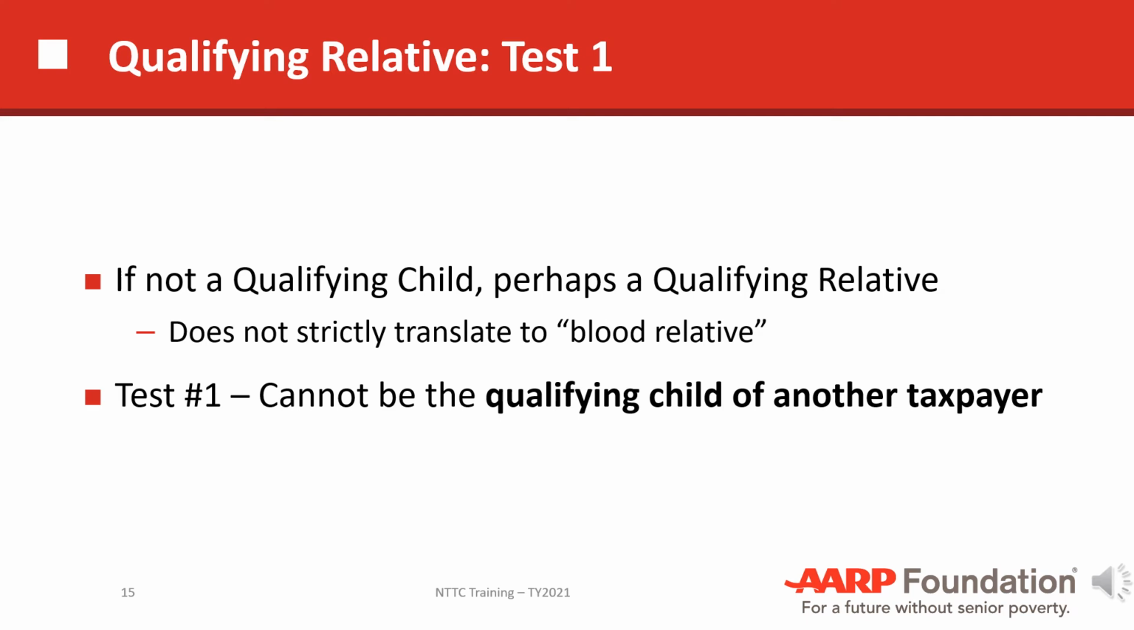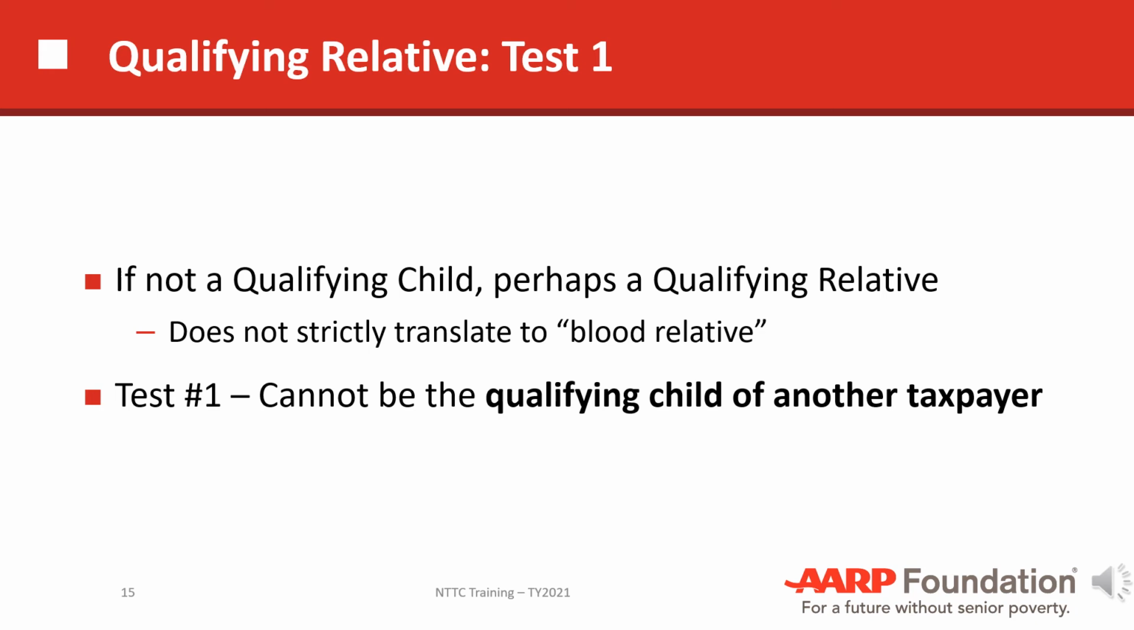Now, qualifying relative is a term that may be a little misleading. We need to understand that this does not strictly translate as a blood relative. This could be a qualifying relative in another sense. It could be a neighbor. It could be somebody that really has no blood relationship to the taxpayer at all. So relative is a term that's a little misleading, and you need to understand that it's not always a blood relative.